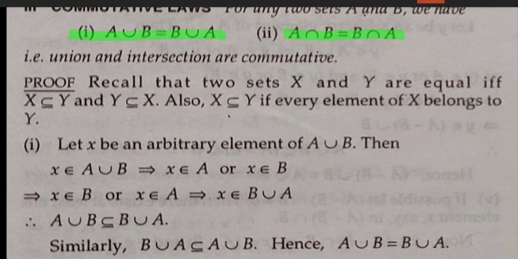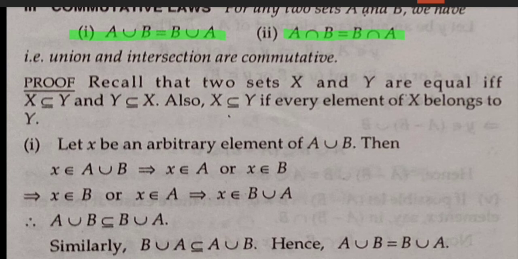अभी दो सेट इक्वल कब होता है? If x is a subset of y and y is a subset of x. Also, x is a subset of y if every element of x belongs to what? Y. And every element of y also belongs to x. Then we can say x is a subset of y, or y is a subset of x.